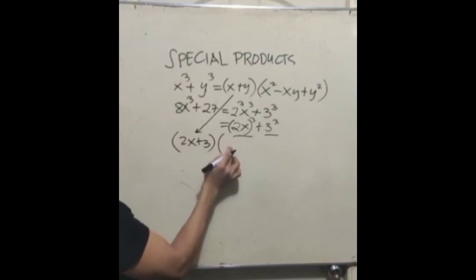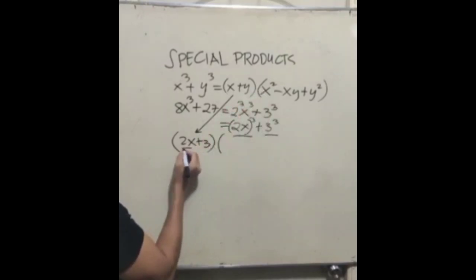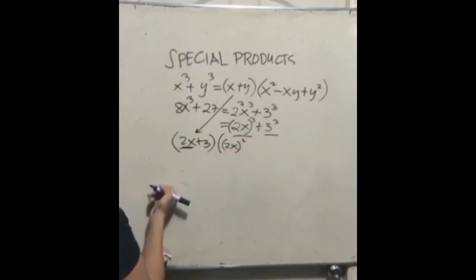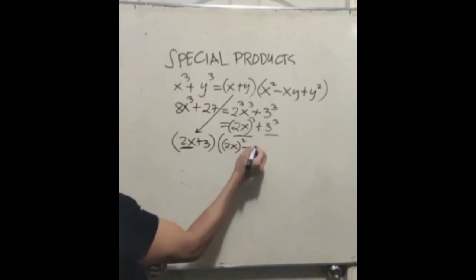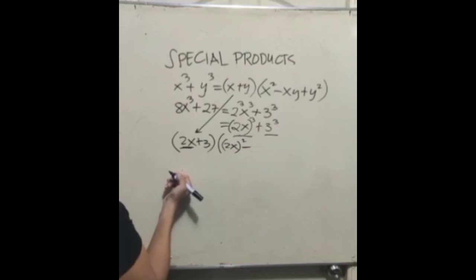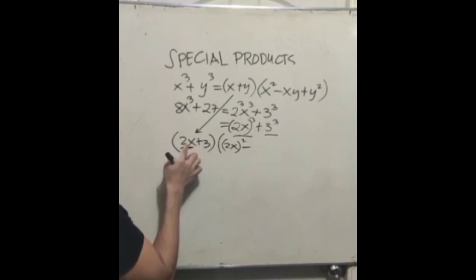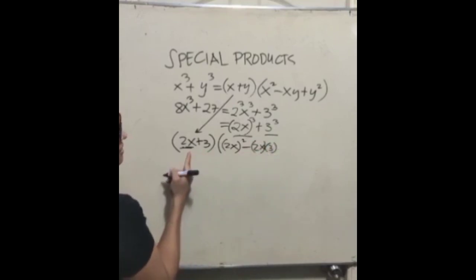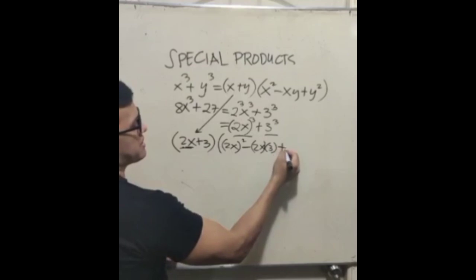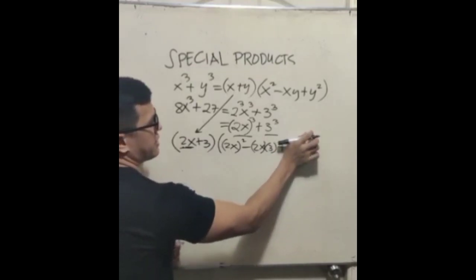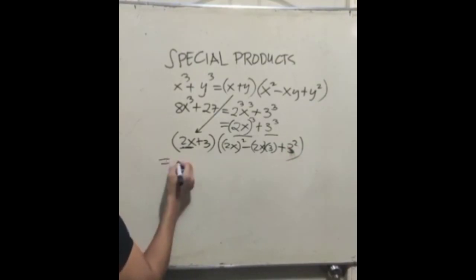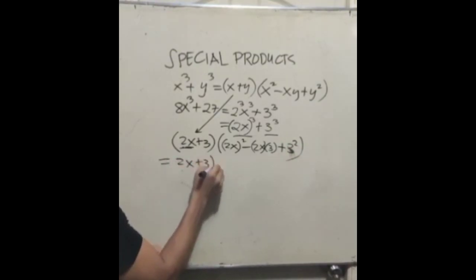What's the next? As I've said, square the first. So what is our first? So 2x. Square the first. Okay? Square the first. Change the sign. Lagi. And then, multiply natin dalawa. 3 times 2x or 2x times 3. Okay? And then, square the last. That is plus 3 squared. Okay, there you go.